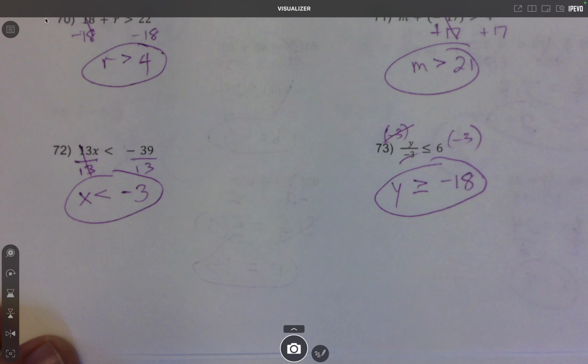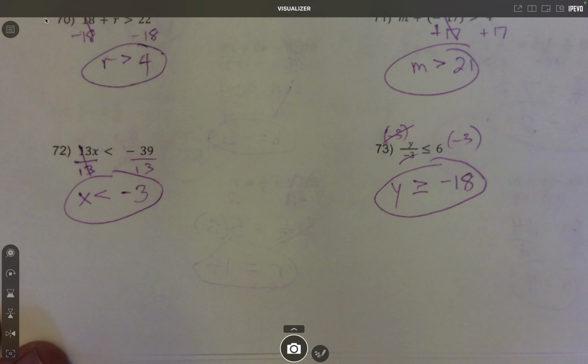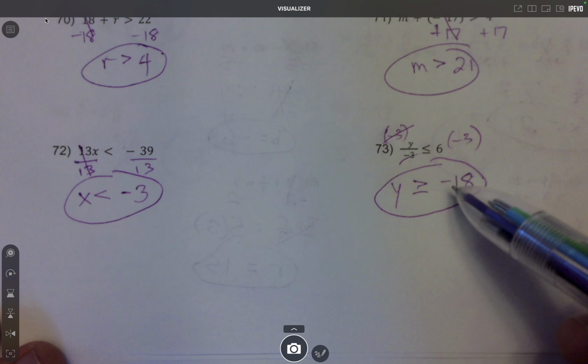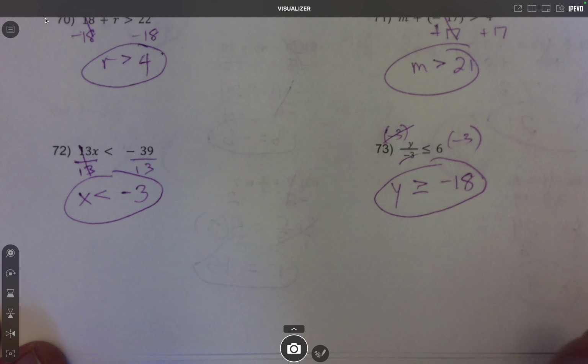So I want you to look at 72 and 73 and see why I treat these two differently. Because you might be like, well, we got a negative number here. Why didn't we flip the sign? We got a negative number here, and we did flip the sign. The answer has nothing to do with whether you flip the sign. What matters is whether what we divide or multiply is negative.